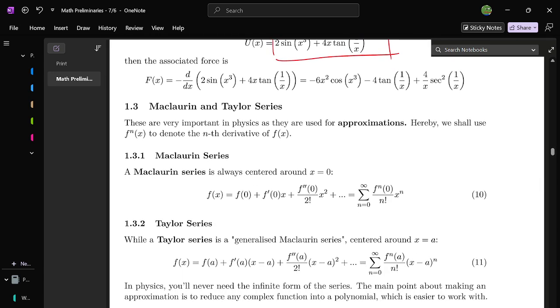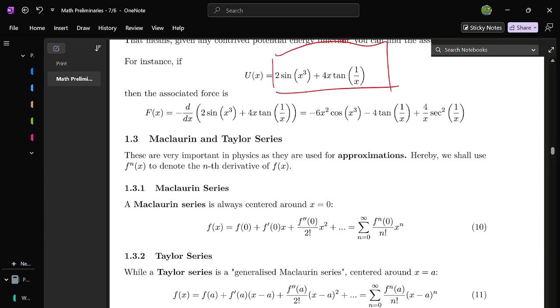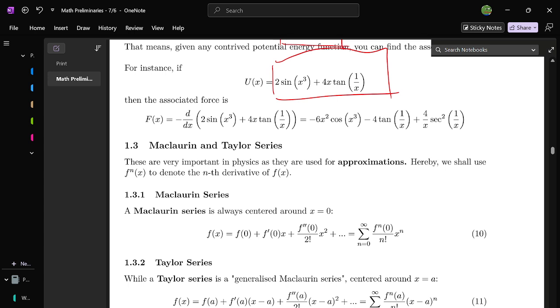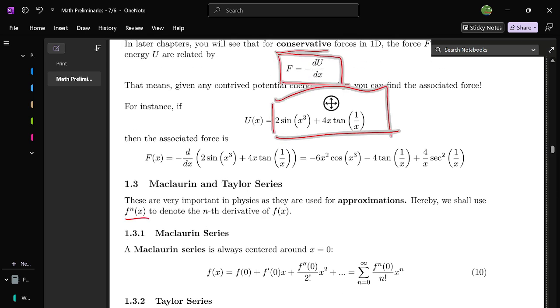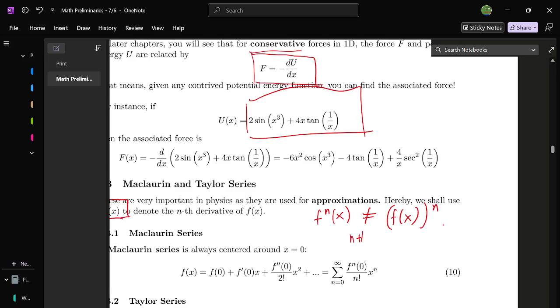Now, the next important application of your derivatives is in your Maclaurin and Taylor series. Why this is important is because they are used for your approximations. And as you guys might know, in physics, approximations are everywhere. So there's this small notation here that I want you guys to be familiar with because we'll be using this notation throughout. f^(n)(x) is not f(x) to the power of n. It is the nth derivative of f(x).